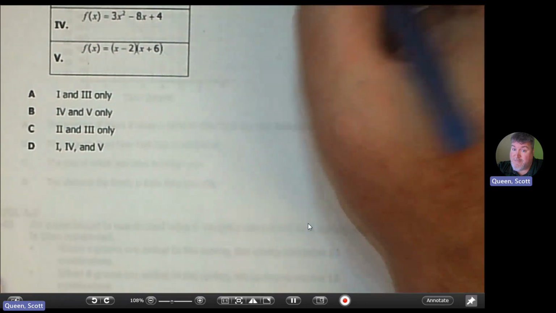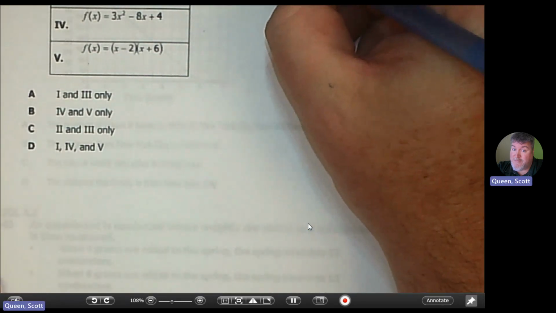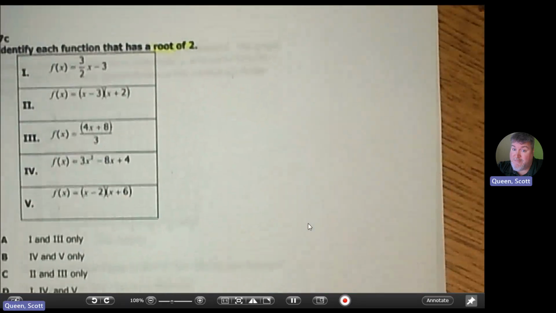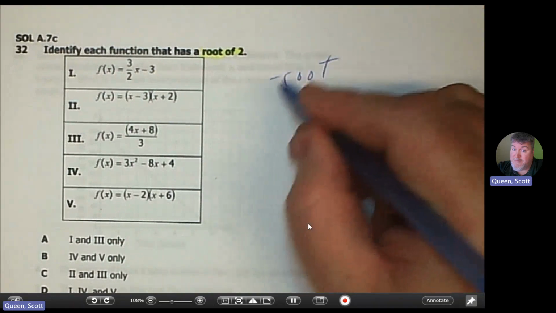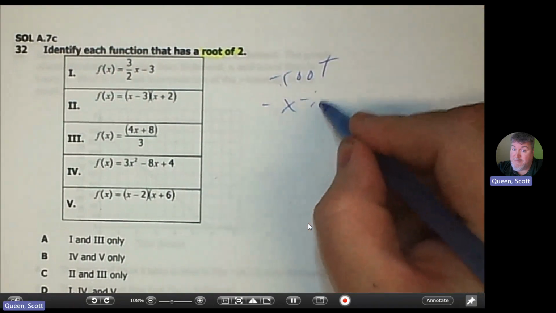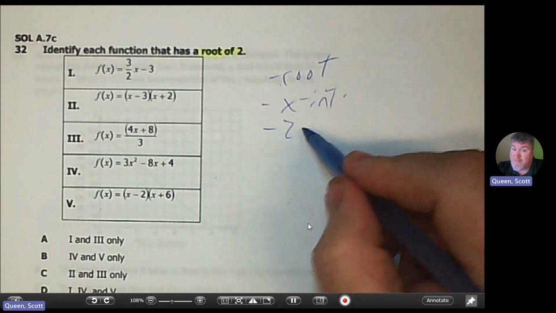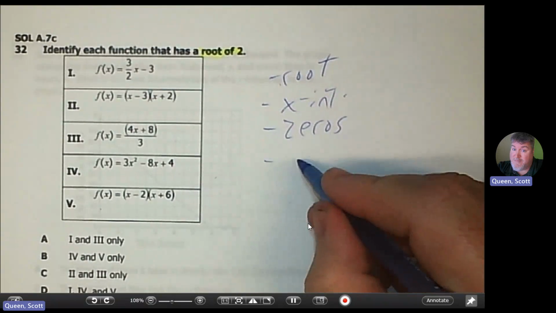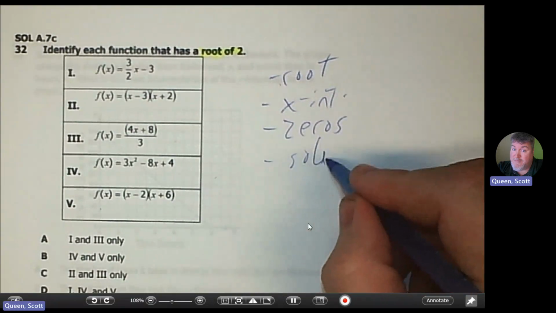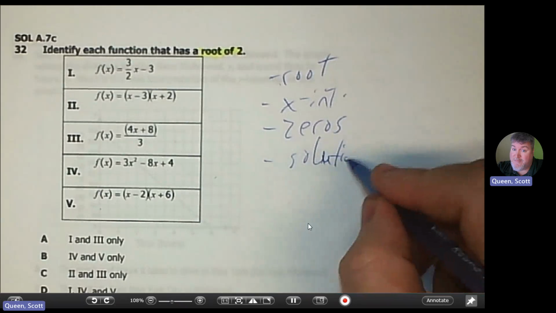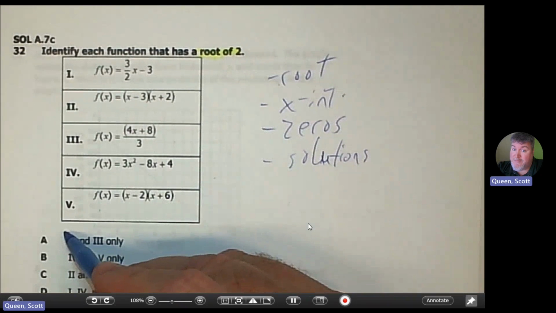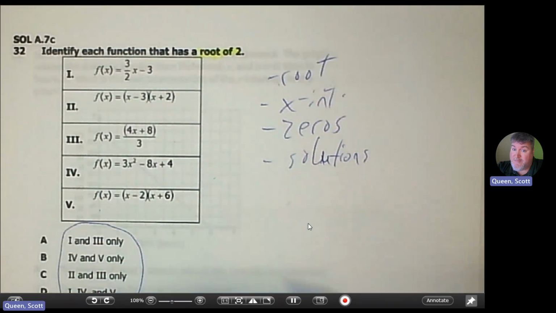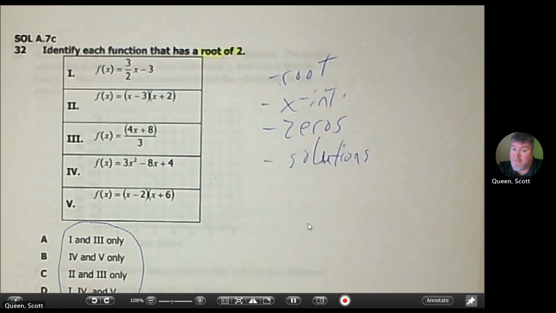Somebody give me 3 other words for root. What's 3 other words for root? That one's real important. What else? Yep. What else? Whichever one floats your boat. I'm a big fan of x-intercepts because that one actually describes it. Let's find it. By the way, look at your answers. There's probably more than one of these that has a root. Get to it.